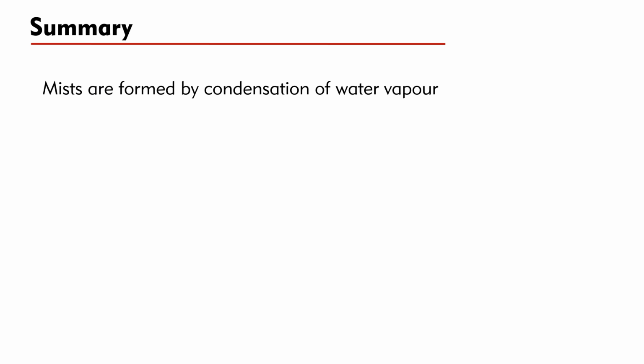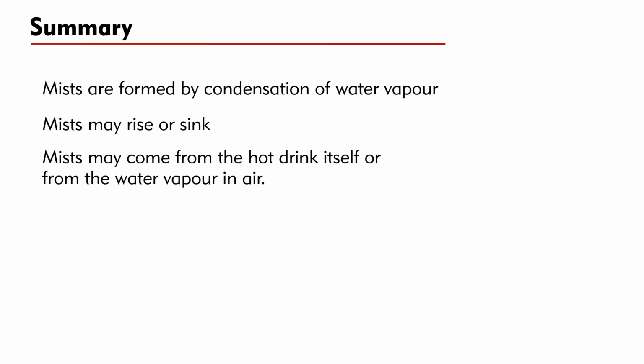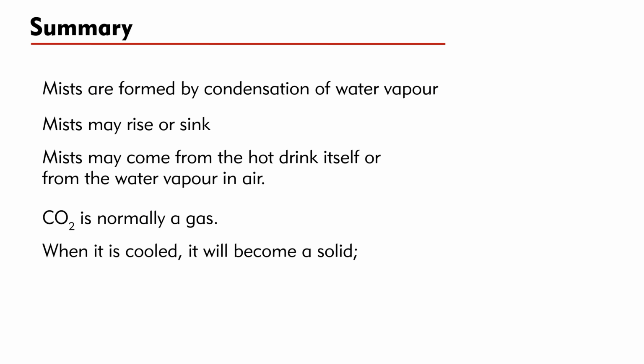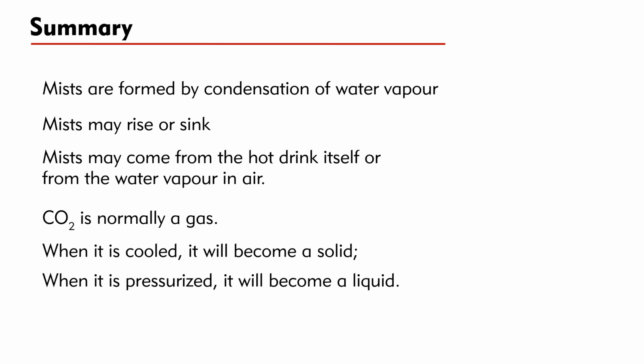In summary, you have learned that mists are formed by condensation of water vapor, whether it is due to a dry ice or a hot drink. You have also learned that mist may rise or sink. It may come from the hot drink itself or the water vapor in air. Concerning carbon dioxide, it is normally a gas, but when it is cooled, it will become a solid. When it is pressurized, it will become a liquid.